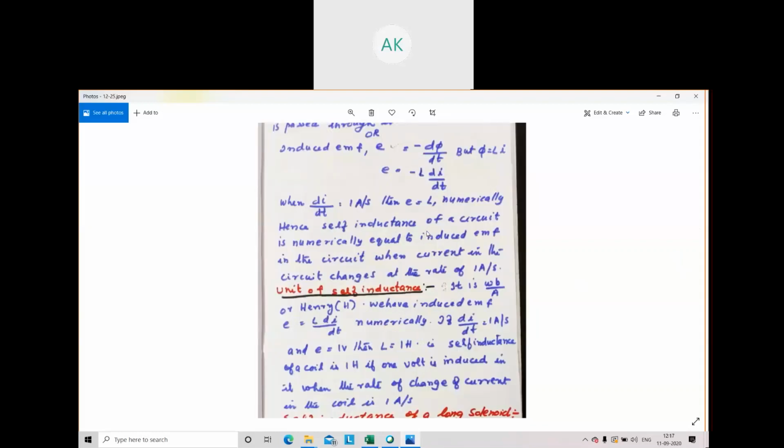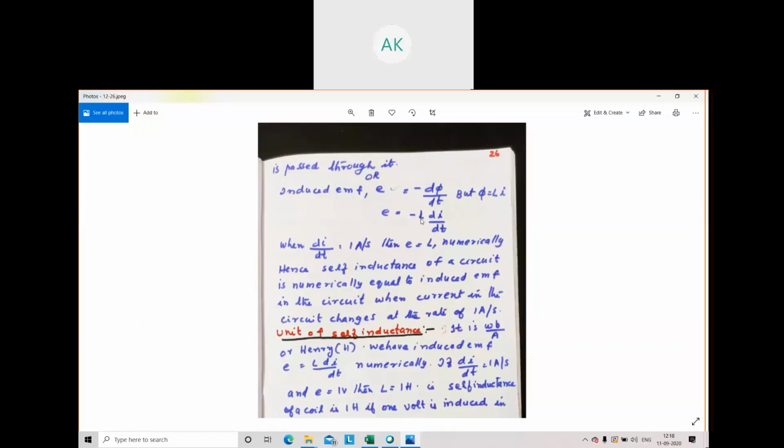Then one more definition is there for self-inductance. You see, induced EMF. When flux changes, EMF is induced. EMF induced E equals minus d phi by dt. And we know phi equals Li. So, in the place of phi, you can substitute Li. So, EMF induced E equals minus L into di by dt. L is constant for that coil, so L is taken outside.